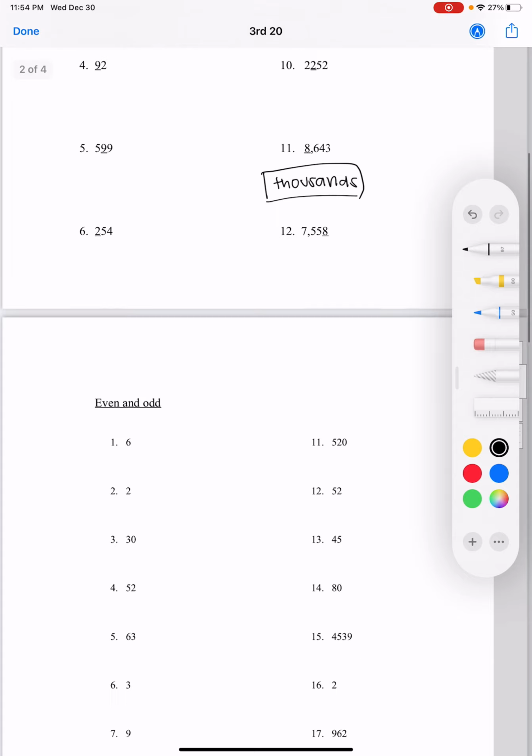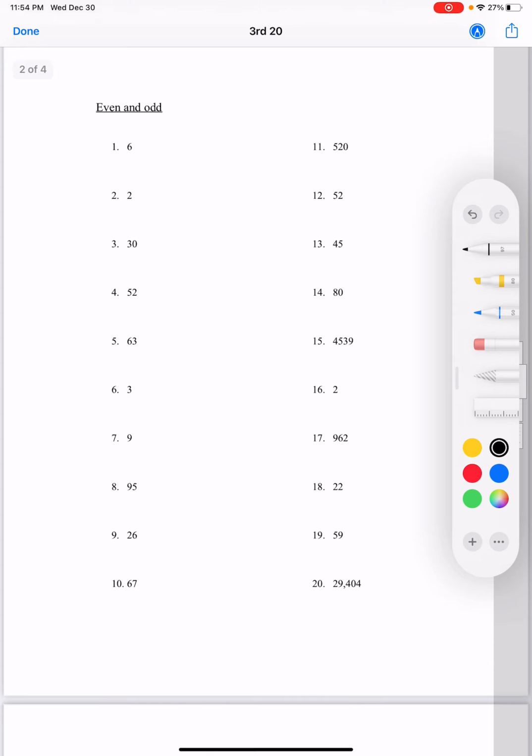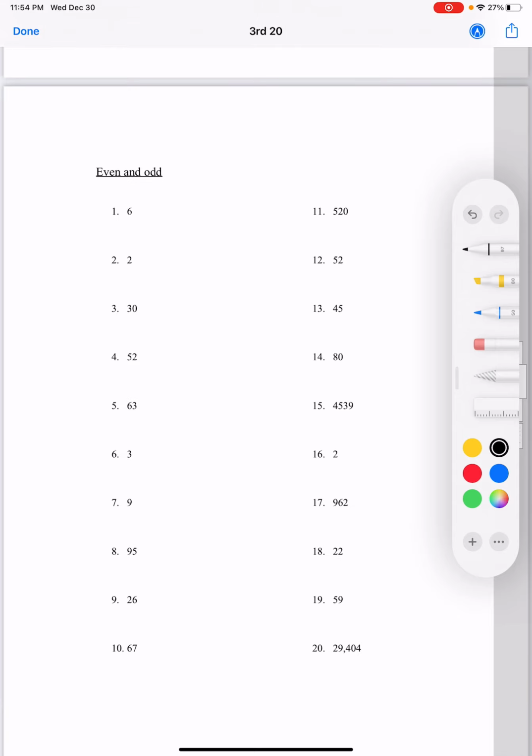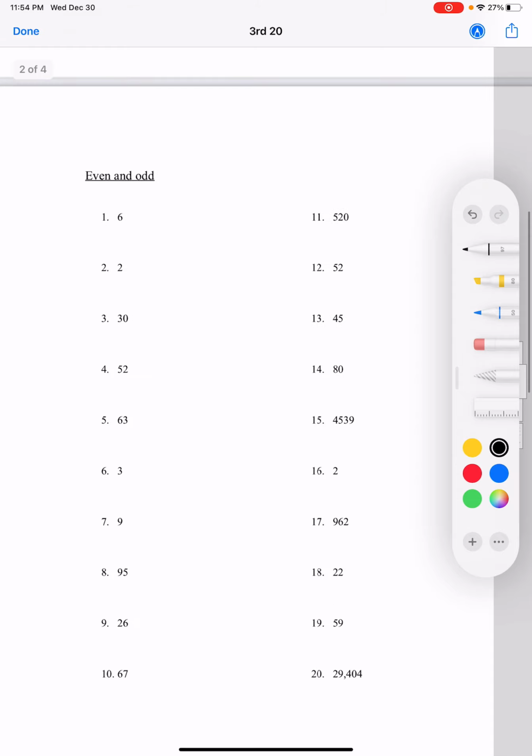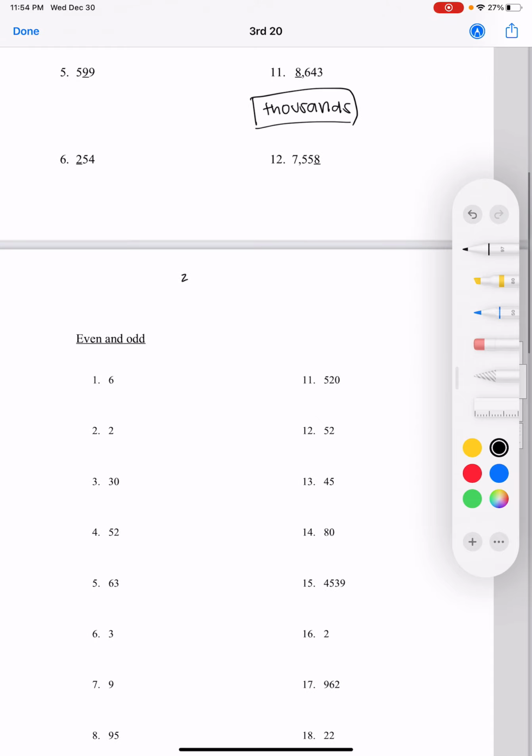Okay, next worksheet, even and odd. We have to determine whether or not these numbers are even or odd. Even numbers always end in 2, 4, 6, 8, and 0. Odd numbers always have the numbers 1, 3, 5, 7, and 9 as their last digit.